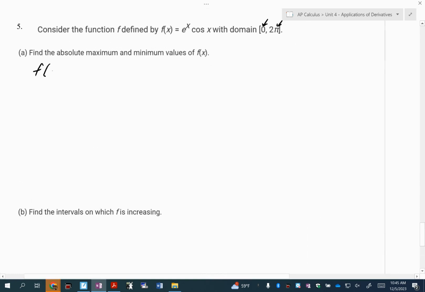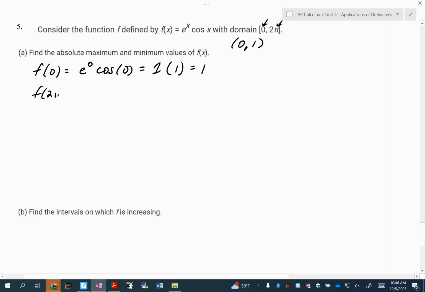So I'm going to plug in f of 0. That's e to the 0 power times the cosine of 0. E to the 0 power is 1. And if you're thinking about your unit circle, the cosine of 0, that ordered pair is going to be 1. So that's 1 times 1, which is 1. So this ordered pair is 0, 1.